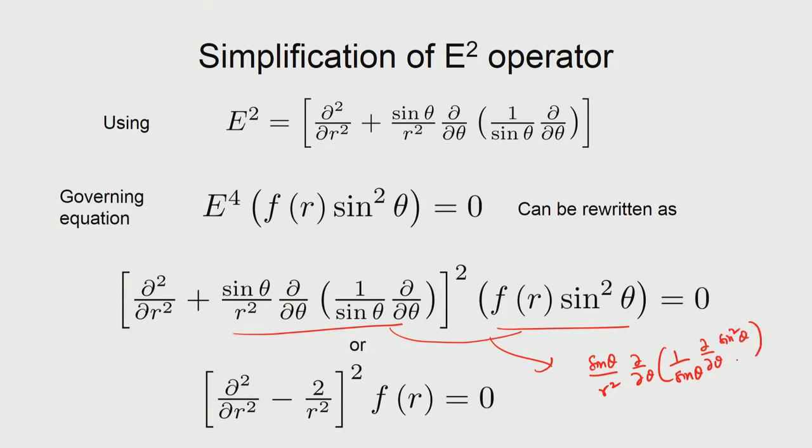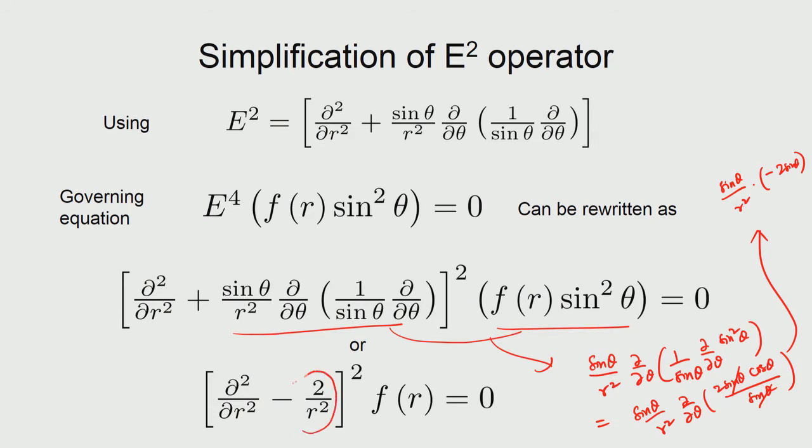sine square theta. Okay. So, that would actually give you sine theta by r square dou by dou theta, and you have got 2 sine theta cos theta by sine theta. So, then you would actually rule out these, and the dou by dou theta of cos theta, that would actually give you sine theta by r square, and this will give you minus 2 sine theta. So, it will actually give you minus 2 sine square theta by r square. So, sine square is then taken as a common. So, minus 2 by r square will come. So, minus 2 by r square has come here.